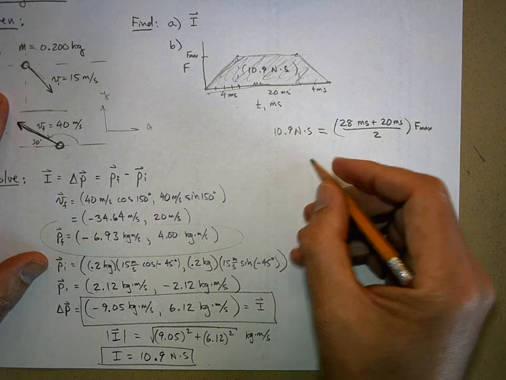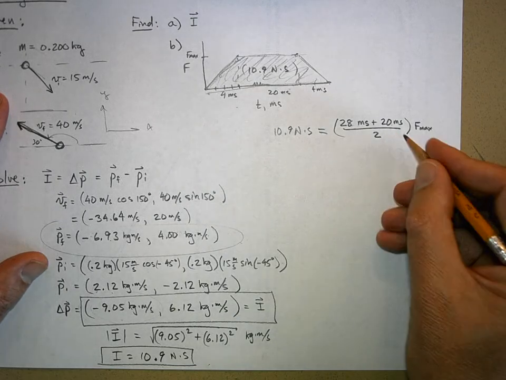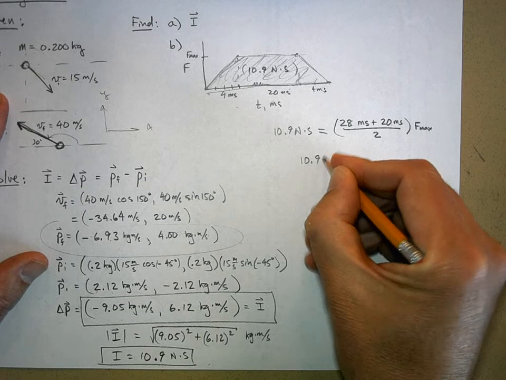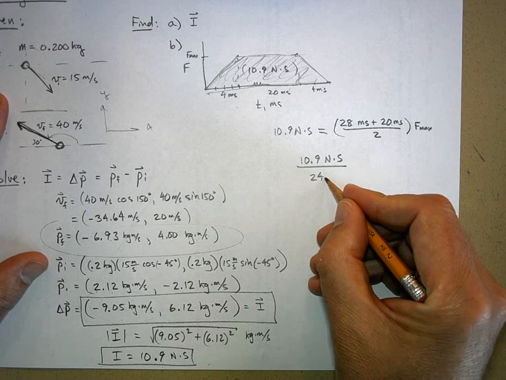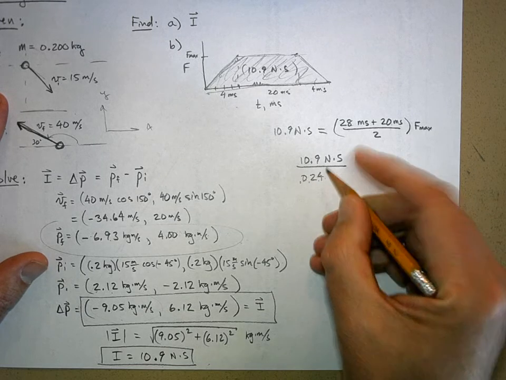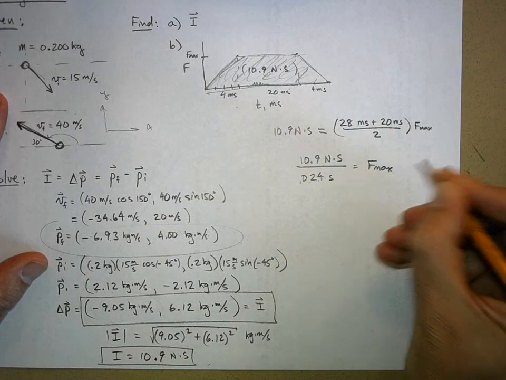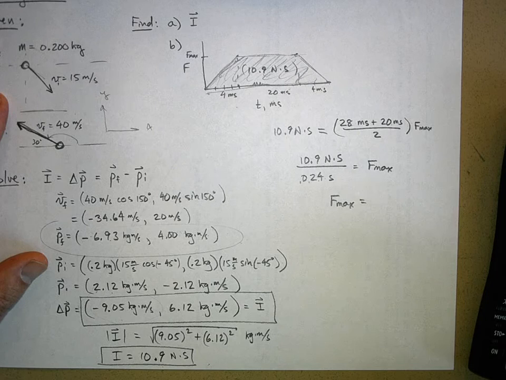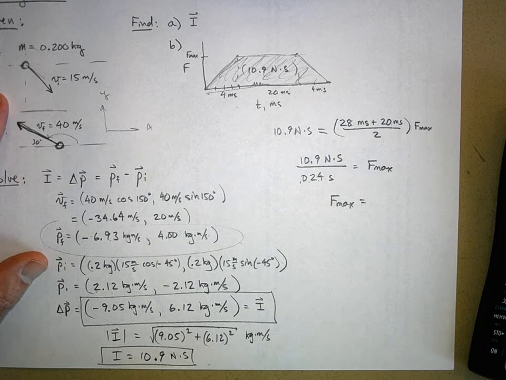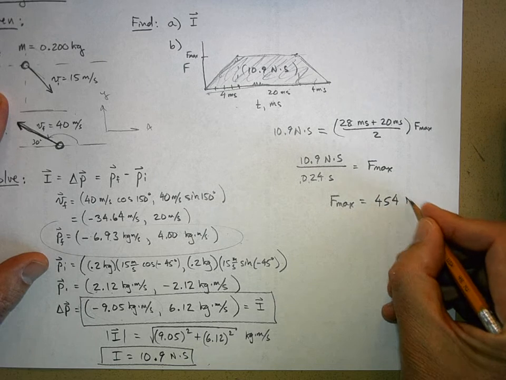So 28 plus 20 is 48, divided by 2 is going to be 24 milliseconds. So we'll divide by 24 milliseconds. So 10.9 Newton seconds divided by 24 milliseconds. Well, a millisecond is a thousandth of a second, so we'll go 0.024 seconds. And that should be my maximum force. So F max equals 10.9 divided by 0.024 equals 454 newtons. Is that right?